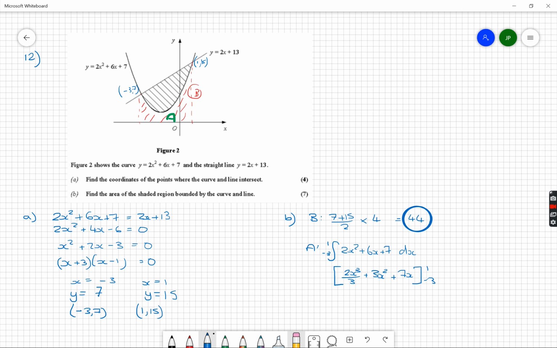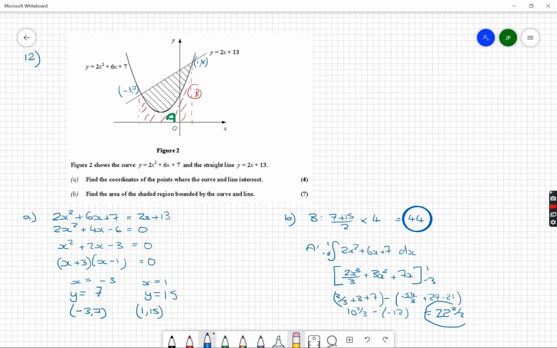So we've got to sub in and take away. So we're going to end up with 2/3 plus 3 plus 7. Take away minus 54 over 3 plus 27 minus 21. So we'll have 10 and 2/3 subtract negative 12. So what we end up with is 22 and 2/3.